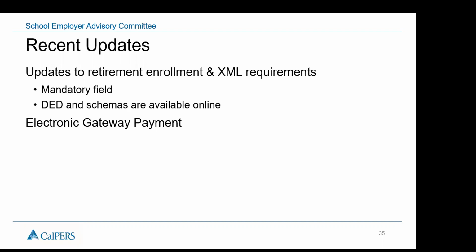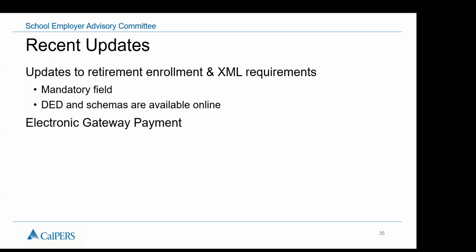The mandatory requirement that we included into that retirement enrollment screen is the certificated employee per government code 20636.1. This is a yes-no indicator. We've also included this on our XML files and the schemas. So if you have any issues with formatting your XML files, you could email our employer_technical_support@calpers.ca.gov.